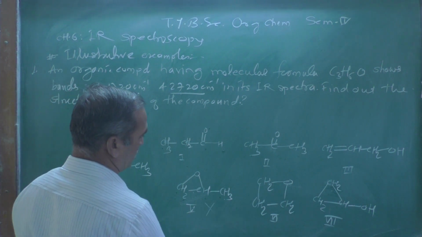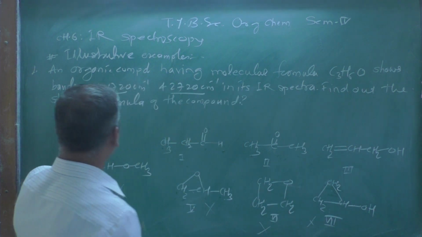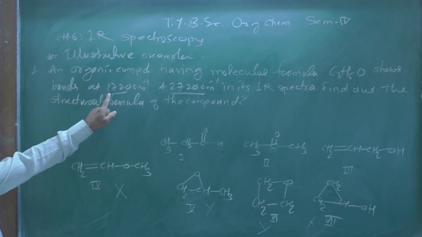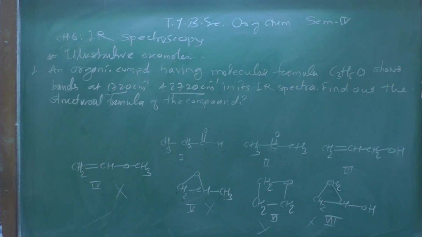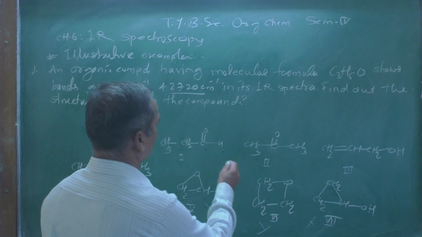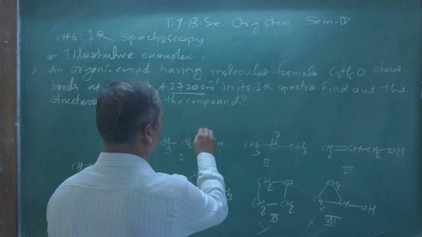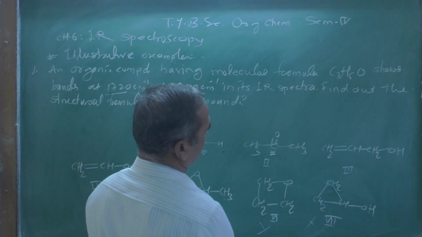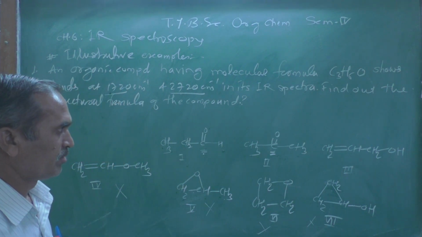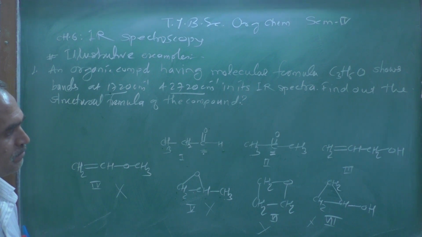This is also ruled out. This is also ruled out. This is also ruled out. By observing that band, probably we are looking only for 1720 per centimeter. This is due to the presence of a carbonyl group. One structure containing a carbonyl group here, and another second structure also containing a carbonyl group, C double bond O.